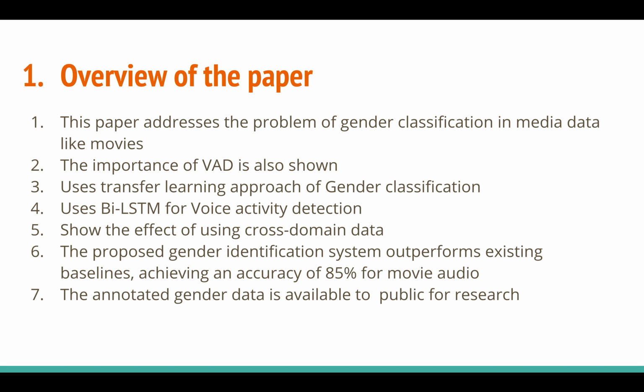Then we will also see how they have used bidirectional LSTM for voice activity detection, which is called VAD. Then this paper also shows the effect of using cross-domain data. For example, using some studio recorded data or telephonic data and trying to see how it performs on movies data, right? Then this paper shows we can achieve this gender classification up to an accuracy of 85% using this approach. Then they have released the data set which they have annotated manually for movies. They have released it for 4 different movies, and that data is public and you can use it for your research purpose.